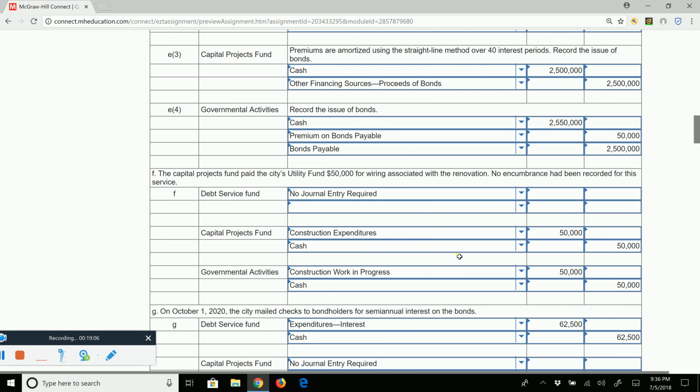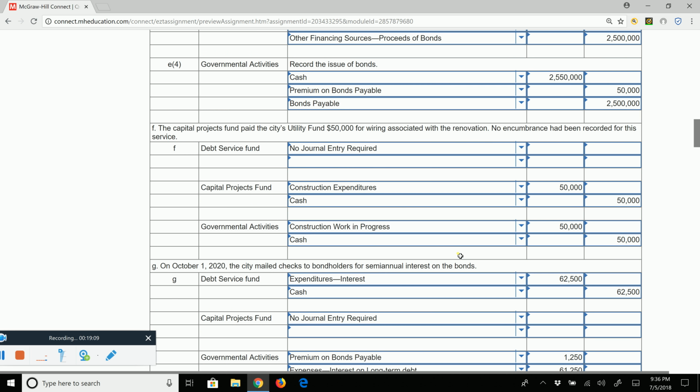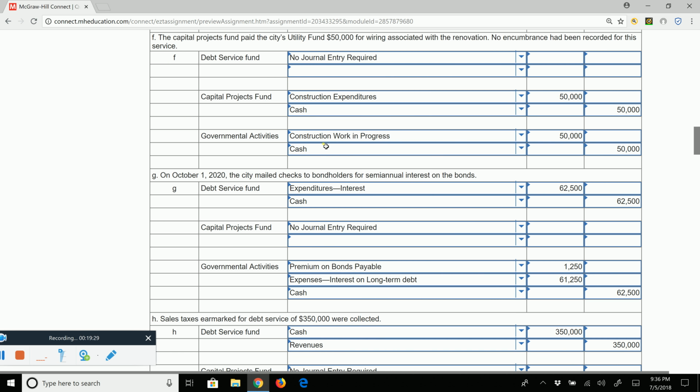All right, the capital projects fund paid the utility fund for wiring. All right, so no encumbrance was recorded for this. This is something that we just paid another proprietary fund, the utility fund. It's an enterprise fund. So capital projects fund, it's an expenditure, debit expenditure, credit cash. However, on the government-wide, using accrual accounting, that's going to be capitalized as part of the WIP account, credit cash.